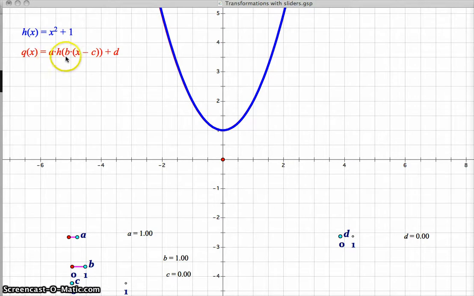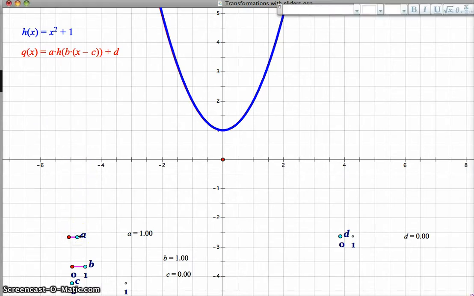A is set at 1, so I'm multiplying by 1. B is set at 1, so I'm multiplying by 1. And C is set at 0, so I don't have any horizontal shift. I merely want to look at what happens when I change A from positive 1 to negative 1. And when I do that, you'll start to see the other function that I have sort of underneath this blue one, the red one.